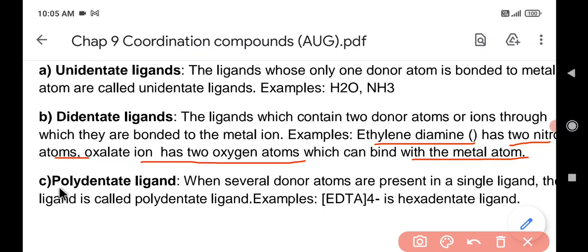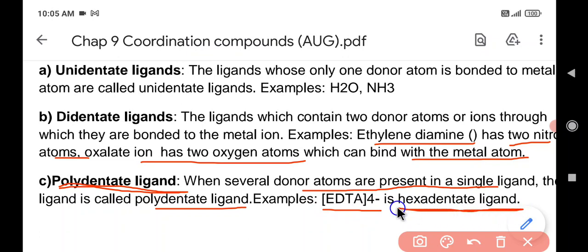After that, the next one we have is polydentate ligands. The next topic we are having is polydentate ligand. What is the meaning of poly? The meaning of poly is more than two. If several atoms are present in a single ligand, then that is called a polydentate ligand. Example, EDTA is a hexadentate ligand.